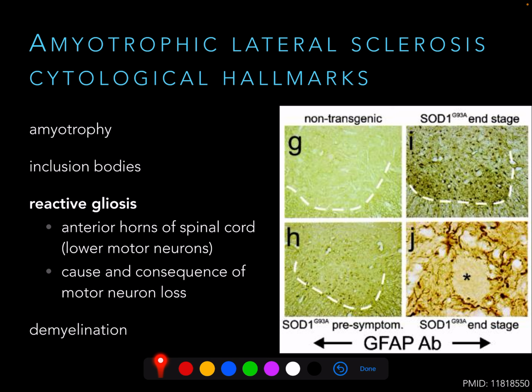Now, the reactive gliosis that we see could both cause the motor neuron loss and also be a consequence of the motor neuron loss. Keep in mind, these are probably going to work together. So as we lose motor neurons, we see reactive gliosis. That causes more loss of motor neurons. That leads to more reactive gliosis. And we've got ourselves a positive feedback loop.